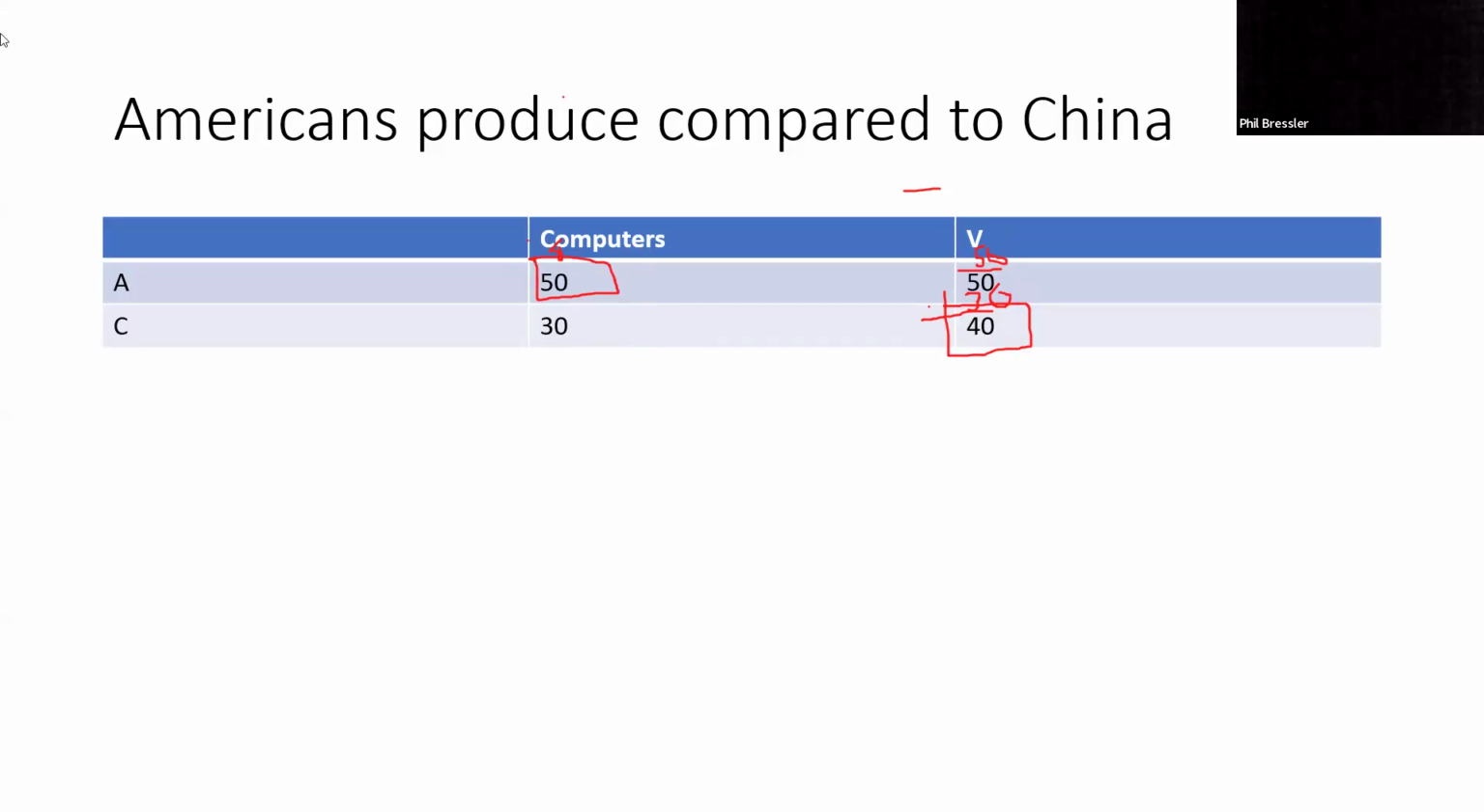Okay. All right. You guys did really, really good on these. Is there any question on absolute and comparative advantage, production possibilities curves, or anything we've done so far today that you would like to ask before we move on to the next thing?